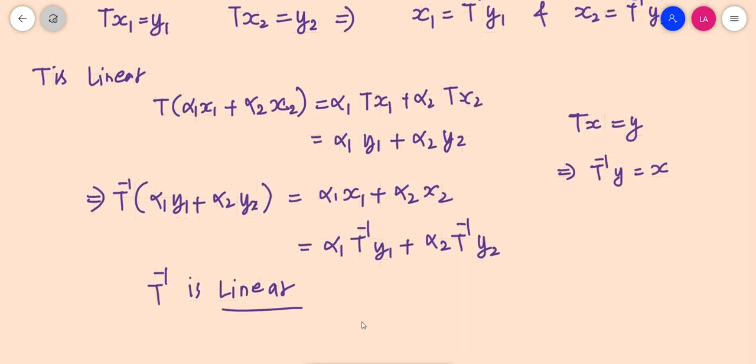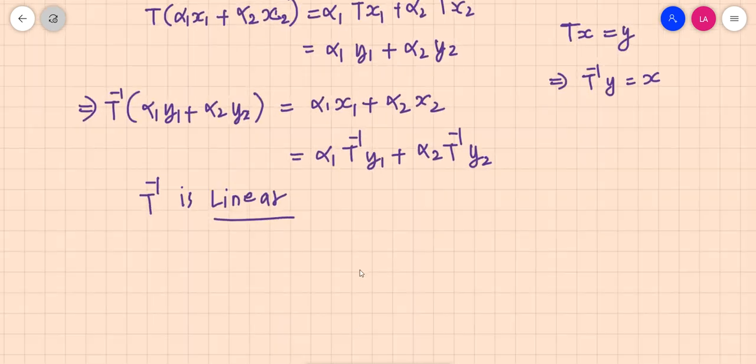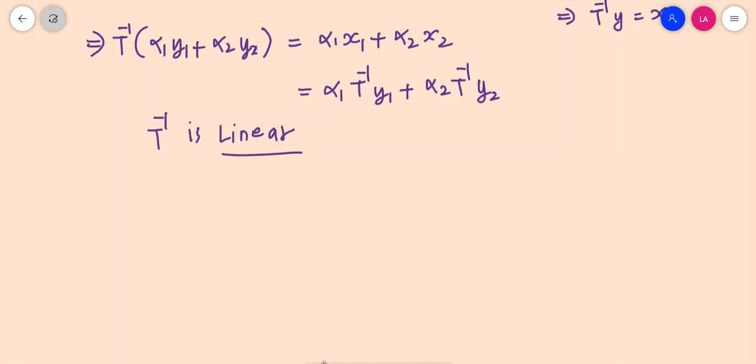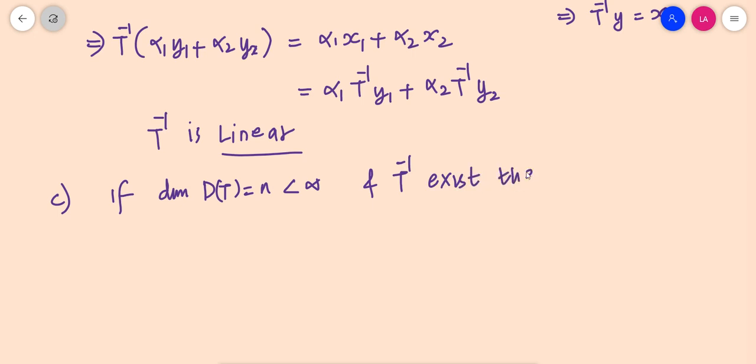Now moving on to the third property. The third property states that if dimension D of T is equal to n, which is less than infinity, and T inverse exists, then dimension R of T is equal to dimension D of T. That is what we have to do.